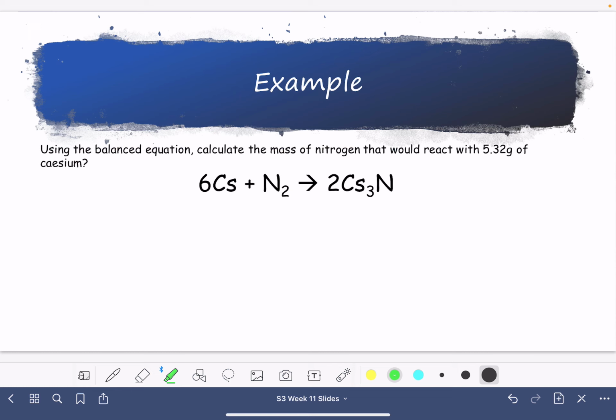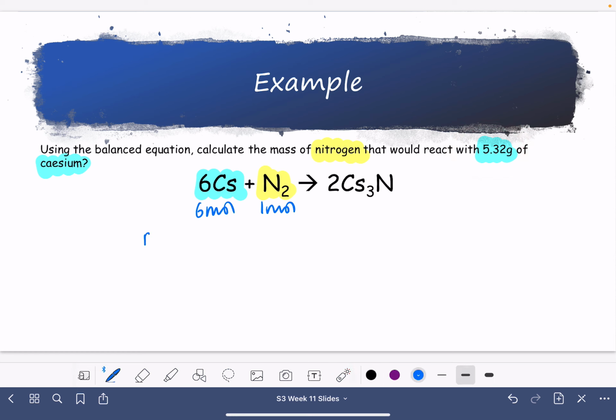Next example. Using the balanced equation, calculate the mass of nitrogen that would react with 5.32 grams of cesium. Okay, so in this one, we're looking at a ratio of reactants. So according to the balanced equation, that's 6 moles of cesium that reacts with 1 mole of nitrogen. Now, what we've got the most information about is the cesium, because we've got a mass for that.